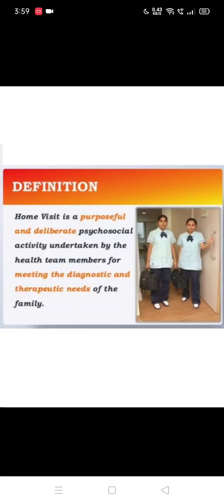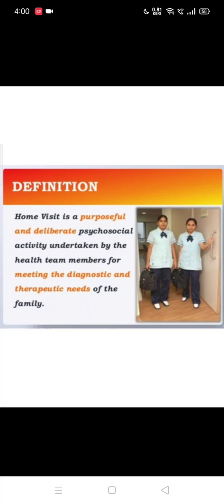The next is another definition, that home visit is a purposeful and deliberate psychosocial activity undertaken by the health team members for meeting the diagnostic and therapeutic needs of the family. Okay, now here home visit, you are going to give what?